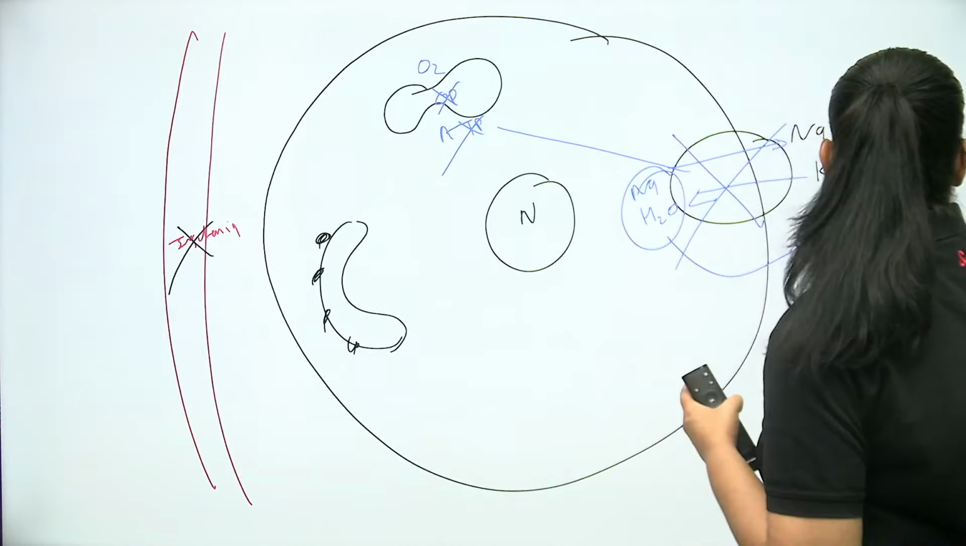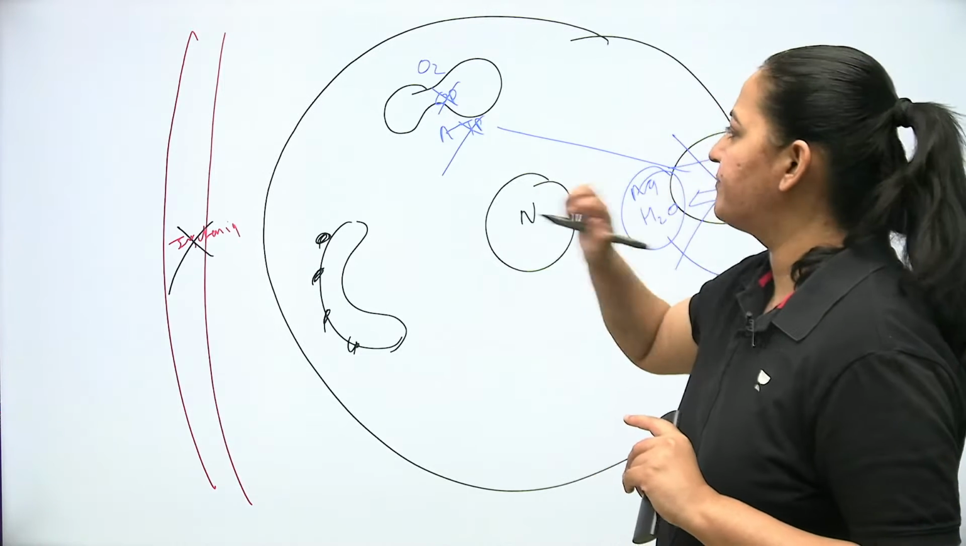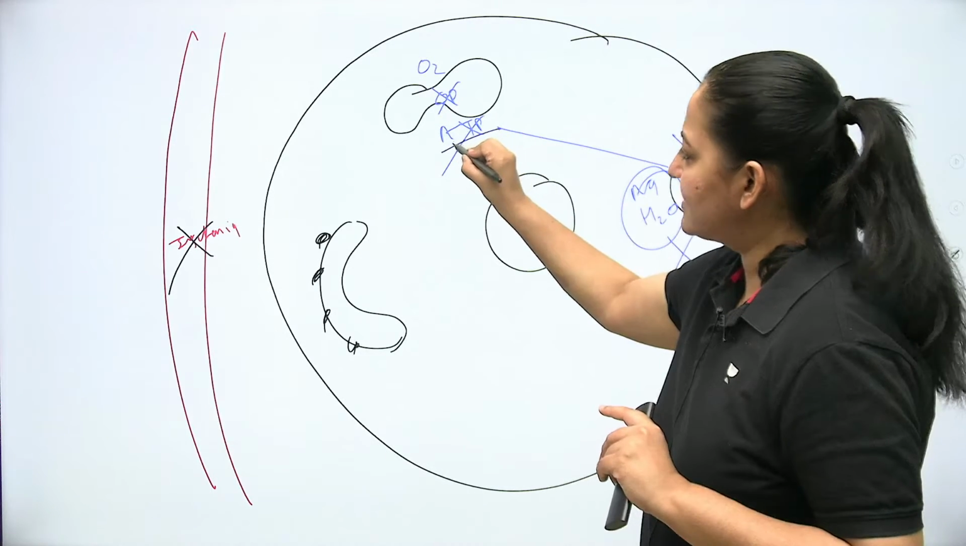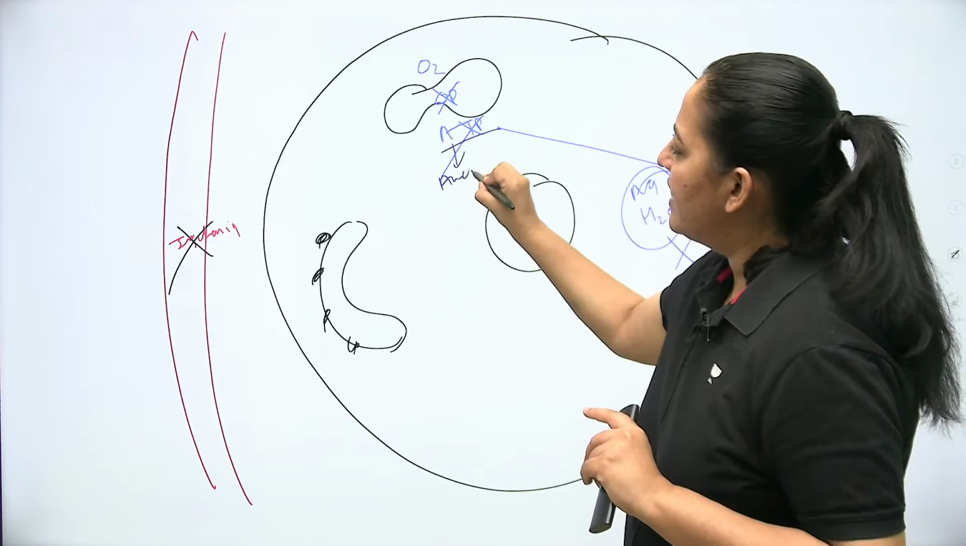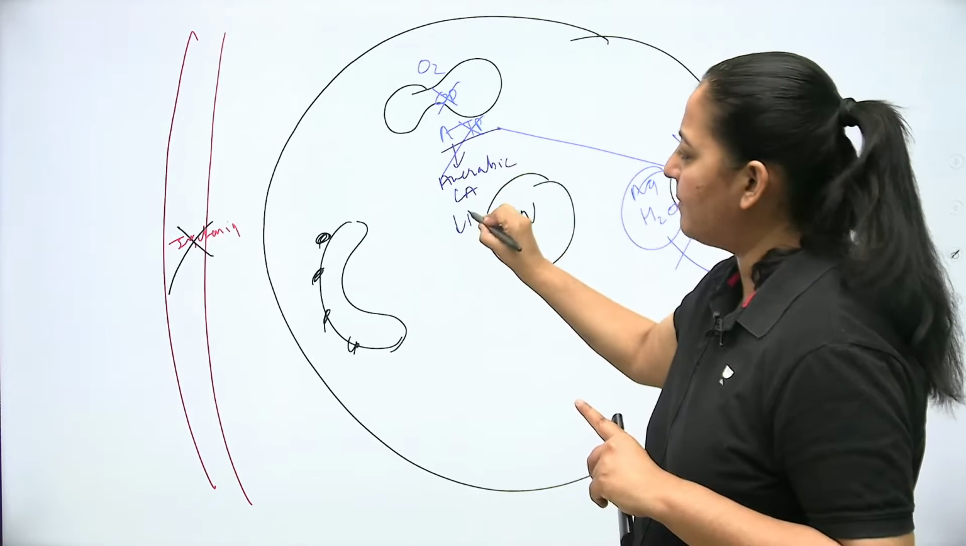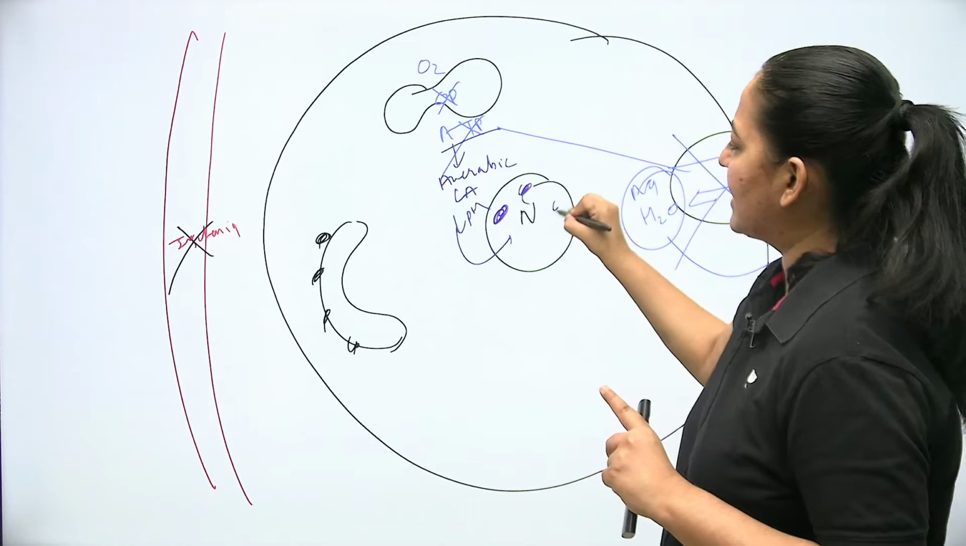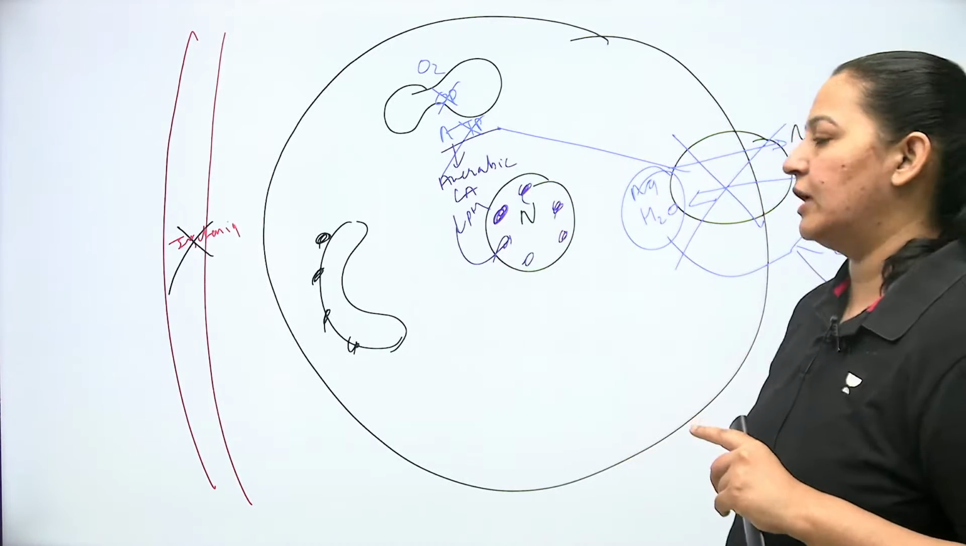So I will change the color to show you the second mechanism. The second mechanism, because of lack of oxygen, lack of ATP, the cell will try to do it anaerobically. Anaerobic glycolysis will take place, because of which lactic acid is formed. That will reduce the pH of the cytoplasm, making it acidic. That will cause clumping of the nucleus. So this is the second mechanism. The nucleus got clumped.